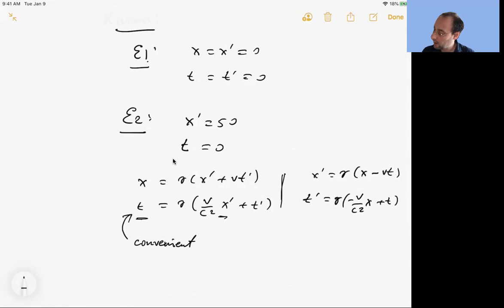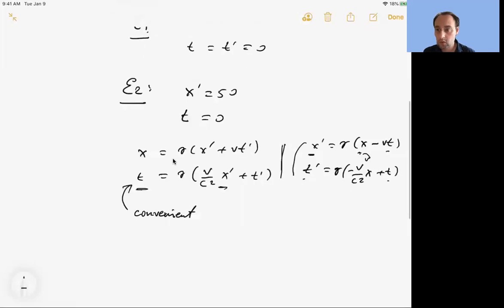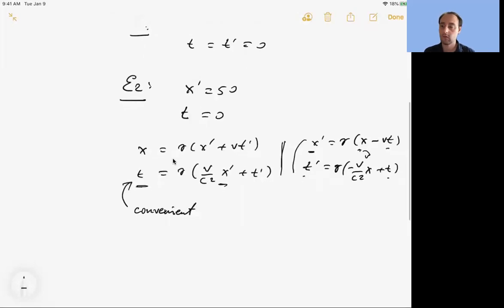We know x prime, we know t, so we can solve for x and then plug that x into here and use this t to find t prime. Again, this is just a two unknowns, two equations situation, so you solve simultaneous equations.